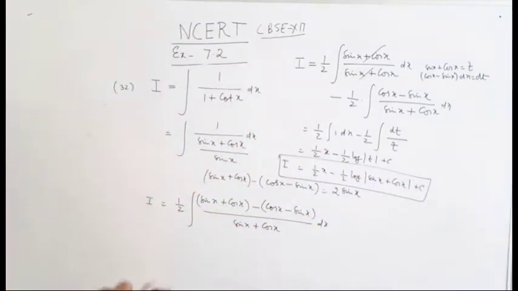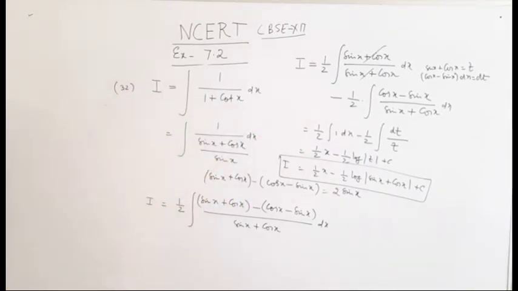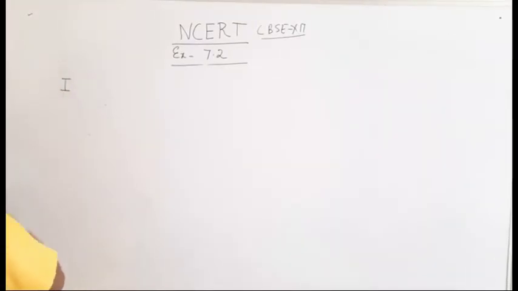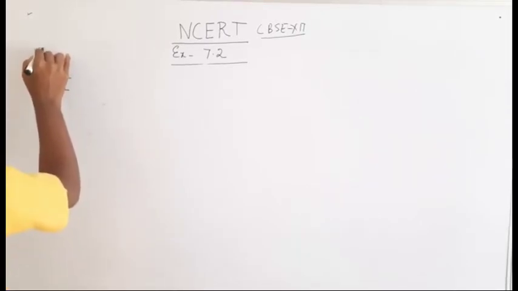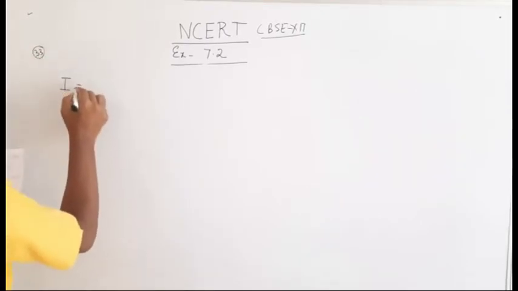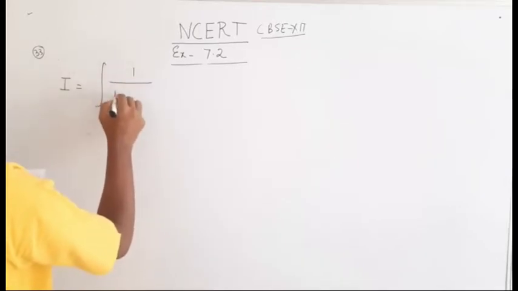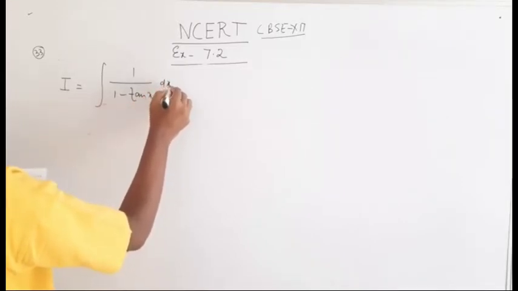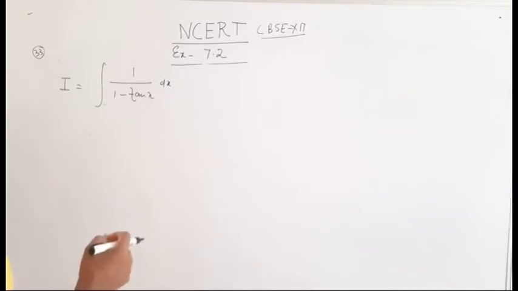Okay, so the very next question is just similar to the very same question. Instead of this, we have just 1 minus tan x. So now the next question, that is question number 33. Yes, this is question number 33, and this goes like 1 over 1 minus tan x. These two questions, 32 and 33, are a little tricky. That's why I'm going slow.